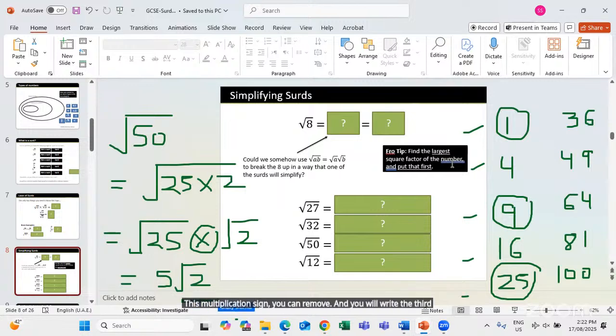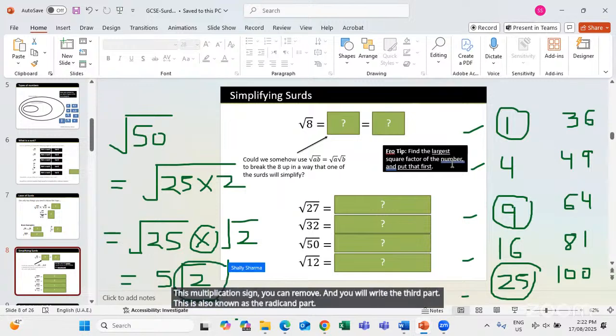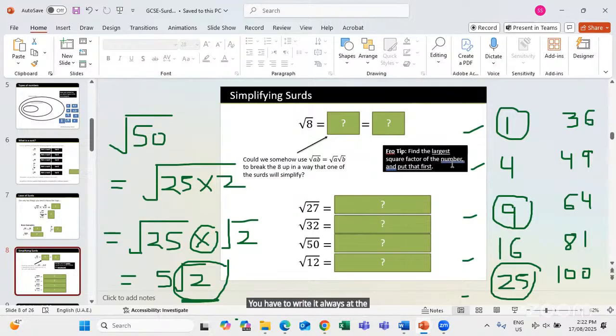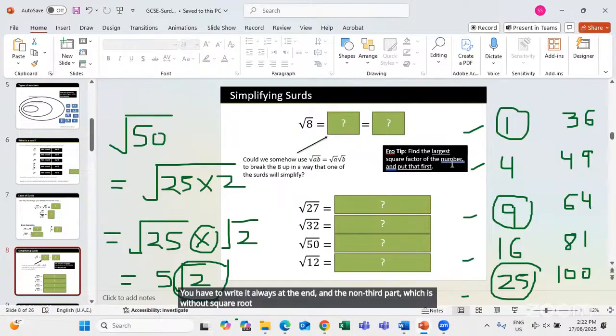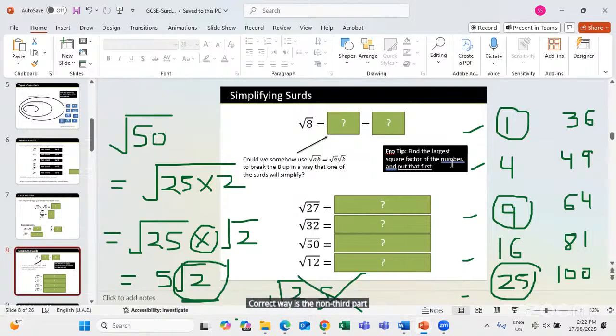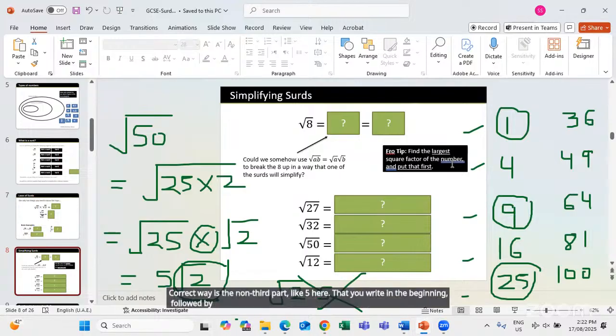The surd part is also known as the radicand part. You have to write it always at the end, and the non-surd part, which is without square root, in the beginning. You will never write it like square root 2 and 5 here. No, that is not a correct way. The correct way is the non-surd part like 5 here, that you write in the beginning followed by the square root and the number itself.